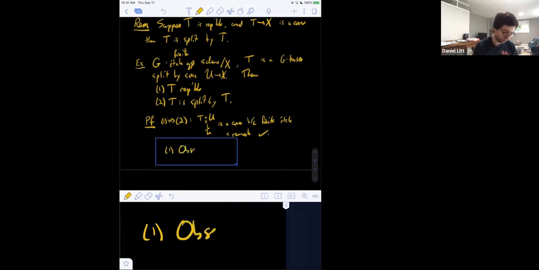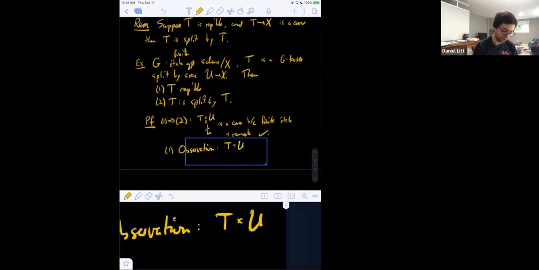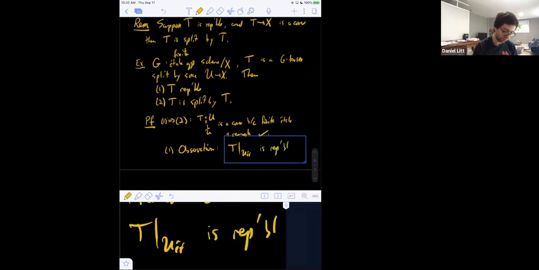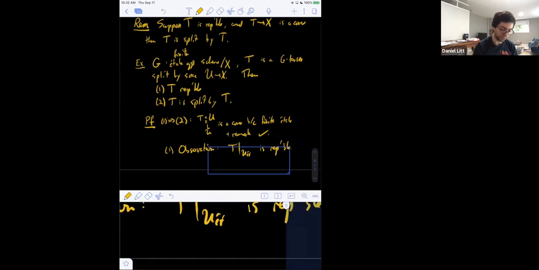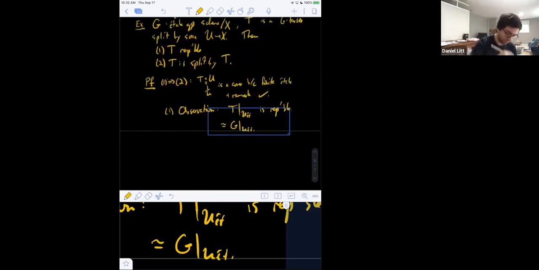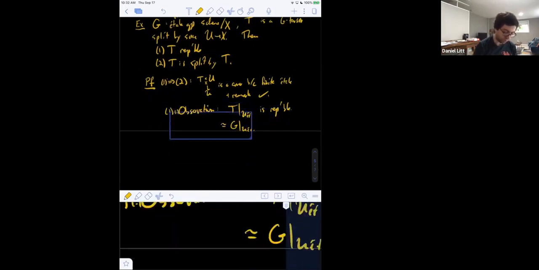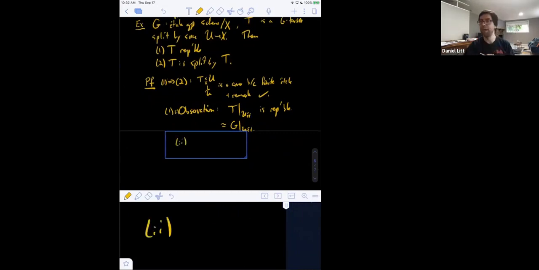So the observation is that T is locally representable. Let me write it this way: the restriction of T to the Etale site of U is representable. Why is that? It's because it's isomorphic to G restricted to the Etale site of U, and G was a finite Etale group scheme, and hence a scheme. Great, so that's step one. So how do we go from something representable on U to something representable on X?